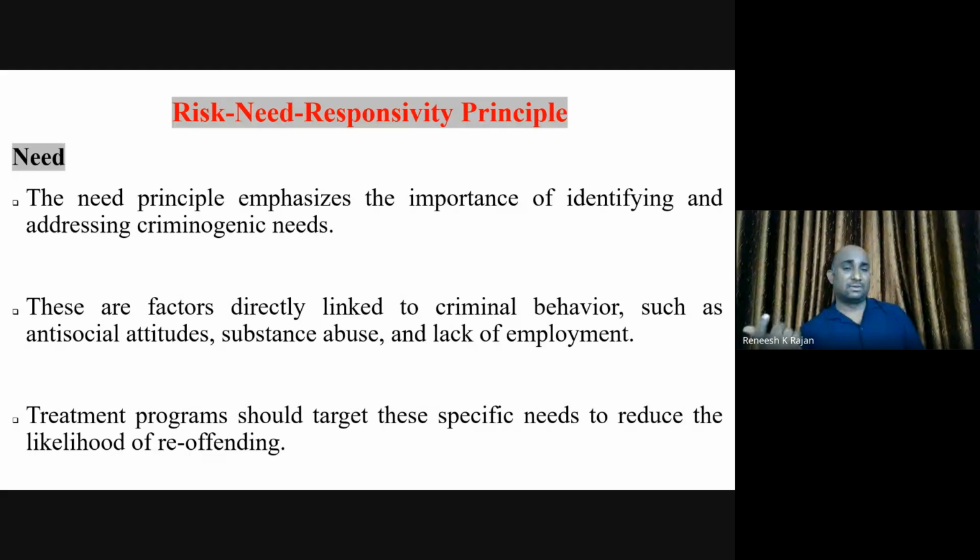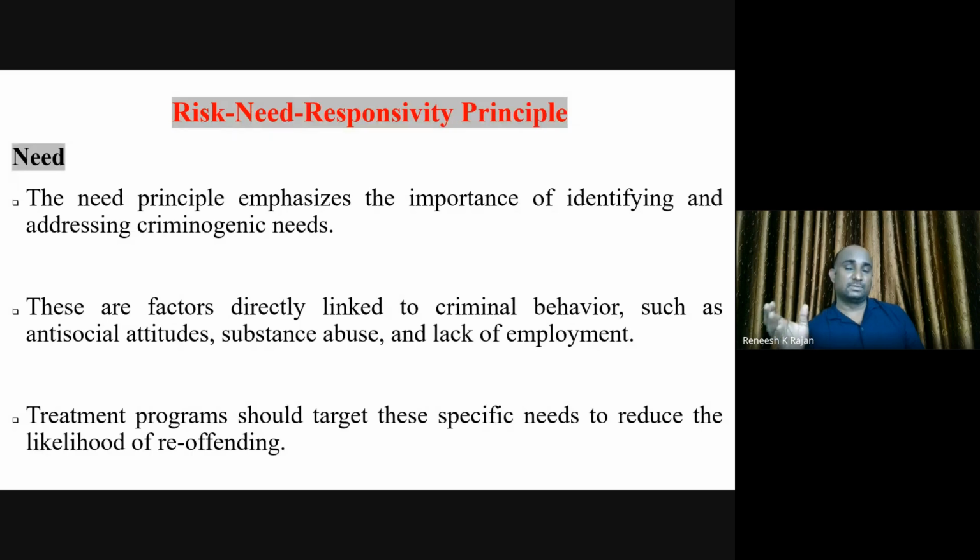I think you might have learned the multiple factor theory. So there are multiple factors for why a person commits crime. These are factors directly linked to criminal behavior, such as anti-social attitude, substance abuse, and unemployment. Then treatment programs should target the specific need to reduce the likelihood of reoffending. So we have to focus on the criminogenic needs.